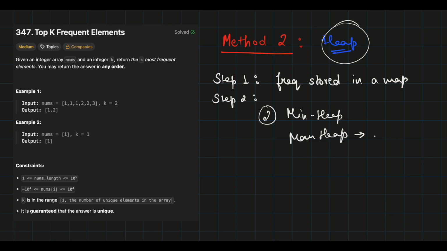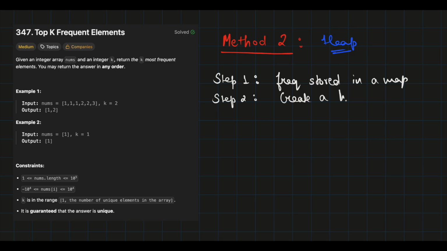So the max heap will always store the maximum element at the top and the min heap will always store the minimum element at the top. So here we want the maximum frequency, so we are going with the max heap here. So we will create a heap. This heap will also be of type pair of int comma int, as this is the most optimal way to store a frequency as well as its element.